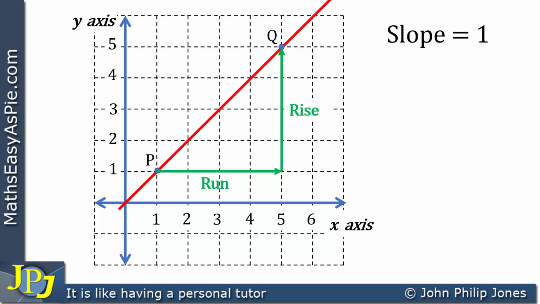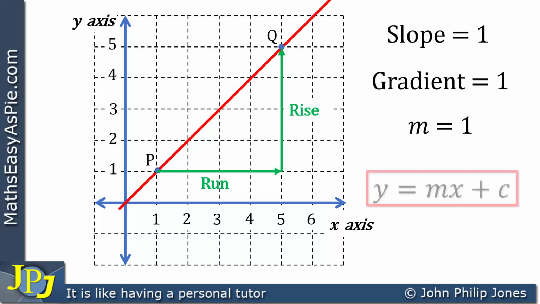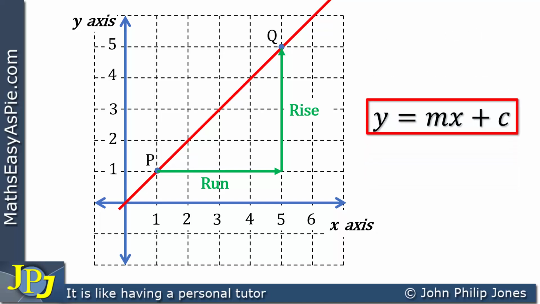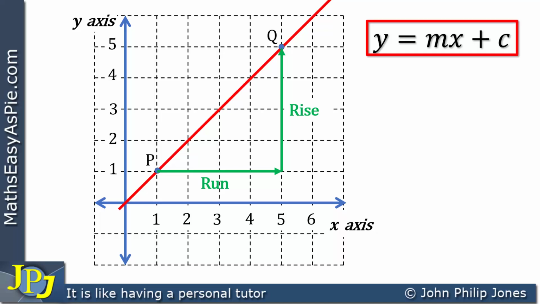The slope of a graph is also referred to as being the gradient of the graph. So the gradient of this graph is 1. You can also often see the gradient represented by m, such as m equals 1, where m is representing the gradient. And this m is part of the straight line equation appearing now, y equals mx plus c. Let's take a closer look at this equation.